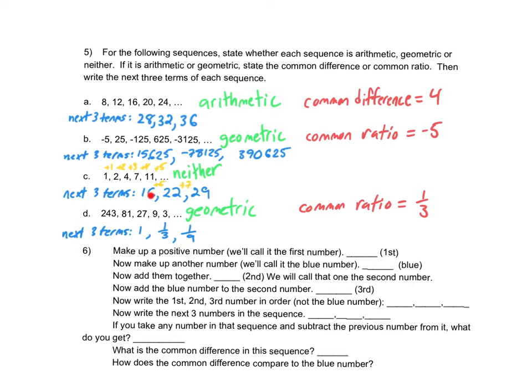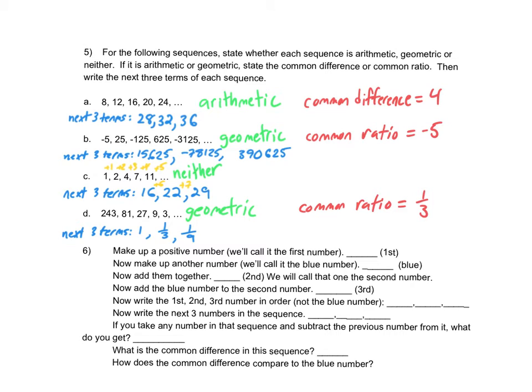So 11 plus 5 is 16. Plus 6 gives us 22. Plus 7 gives us 29. That's how I found the next terms. Even though it wasn't arithmetic or geometric, we can still figure out patterns and try to find things about them.